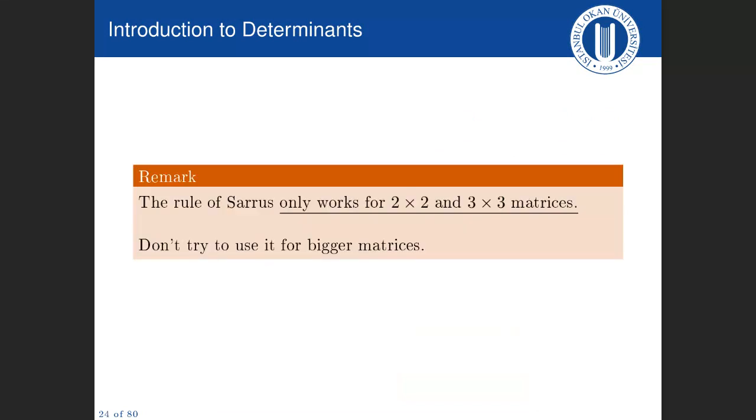Now, I just warn you, this rule only works for 2 by 2 and 3 by 3 matrices. Don't try to use it for bigger matrices. Every semester when we look at the exams, there's always at least one student that tries to use this rule for a bigger matrix and they get the wrong answer. Don't be that student this time. It doesn't work for bigger matrices.